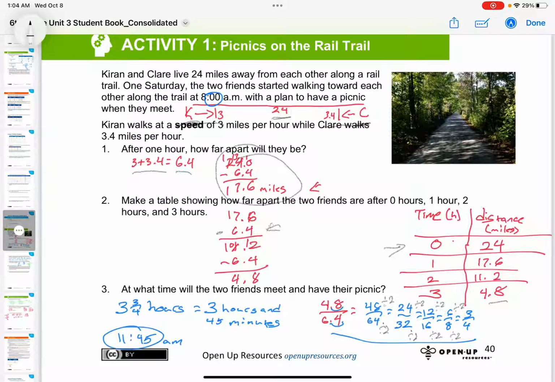So that means it's 3 3/4 hours until they get to each other. And so 3 3/4 hours means 3 hours and 45 minutes. And so 3 hours and 45 minutes after they started would be, 8 o'clock plus 3 would be 11, and 45 minutes later would be 11:45 a.m.